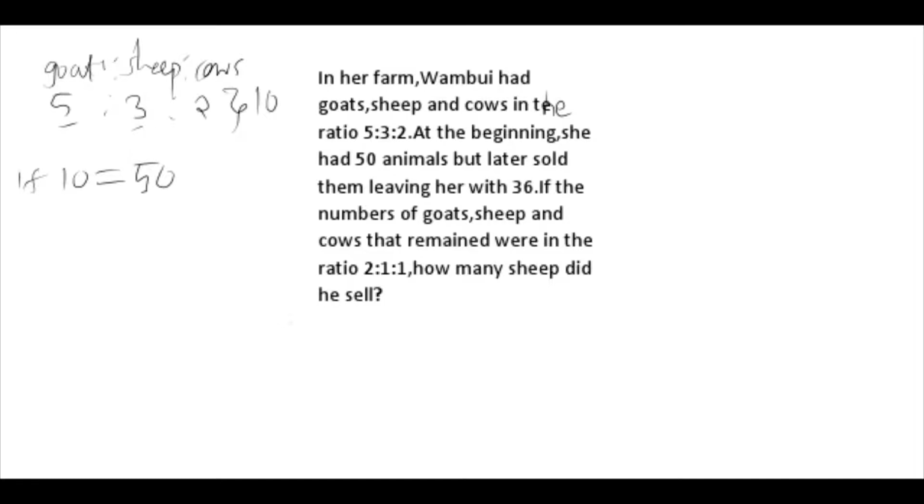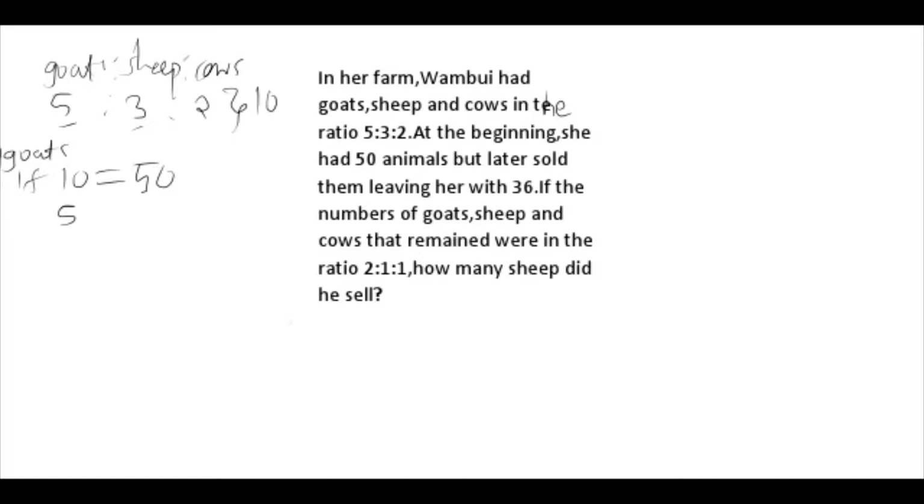So at first, the ratio of goats to sheep to cows was 5 to 3 to 2. At the beginning she had 50 animals. So the total is 5 plus 3 is 8 plus 2 is 10. So if 10 is equal to 50, what about 5? That is for us to know the total number of goats that she had.